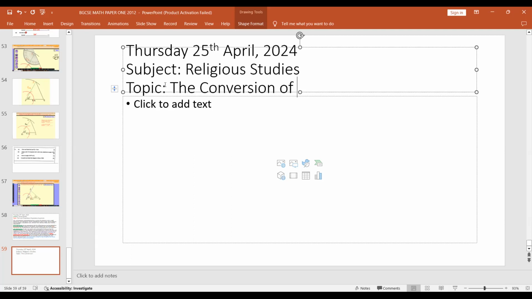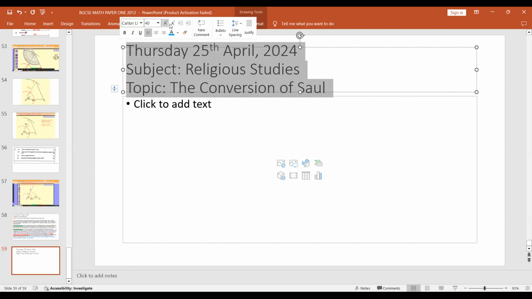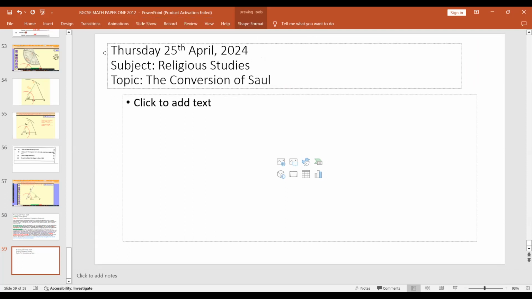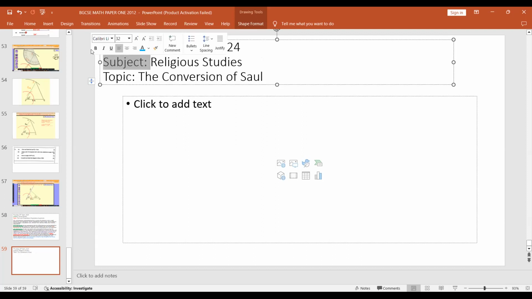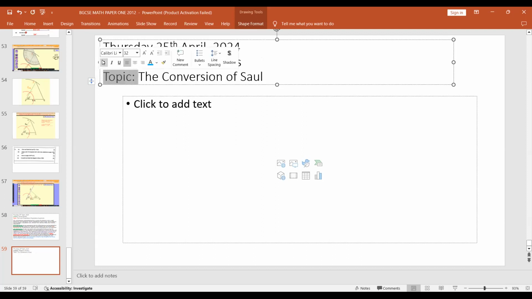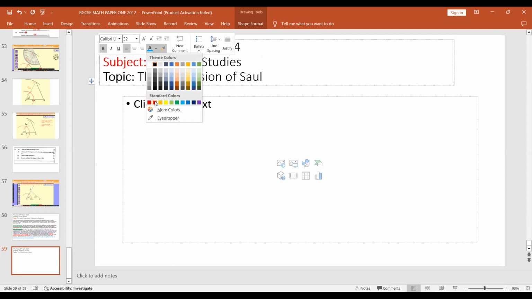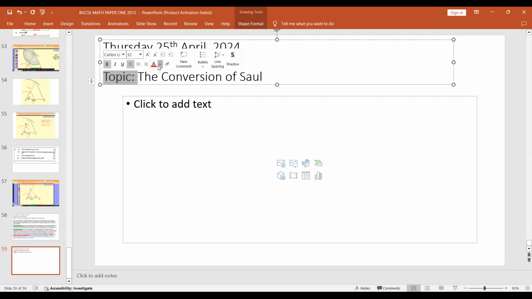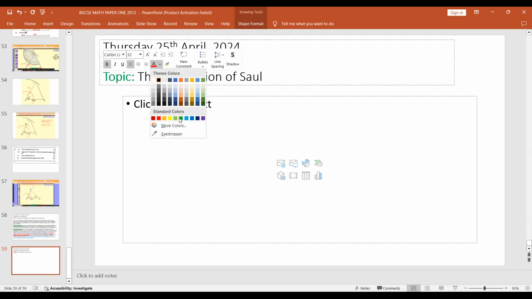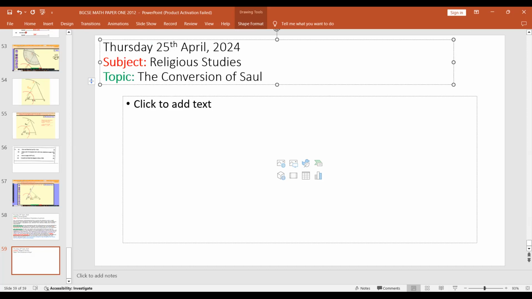The conversion of Saul. Have any of you ever done this topic? Yes, sir. Okay. What do you know about Saul's conversion? Well, he was on his way to Damascus. Yeah, he was on his way to Damascus. Then Jesus struck him down, and he fell off his beast. He got blinded by Jesus. Yeah, that's what happened.